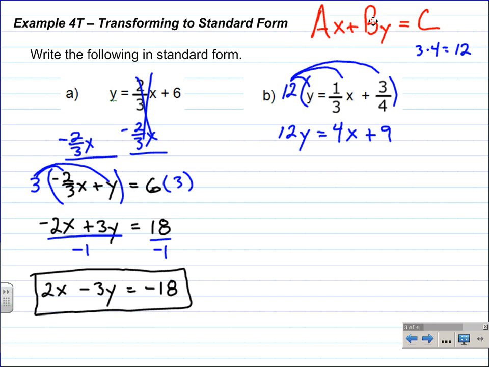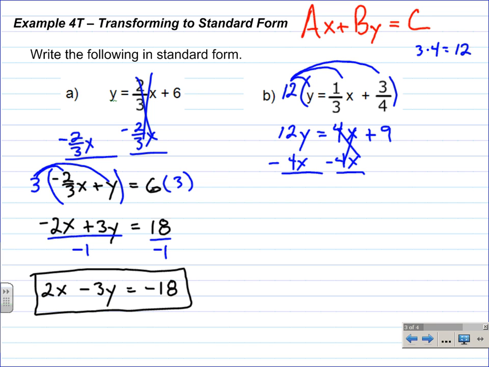If we compare what we have now to this, we're still not in standard form. The y term is on the left, but we need to get the x term on the left, and we'll do that by subtracting 4x from both sides. Four x's on the right becomes 0, leaving us with 9 on the right. On the left, we'll write this as negative 4x plus 12y. Now, they can't be added together because they are not like terms.